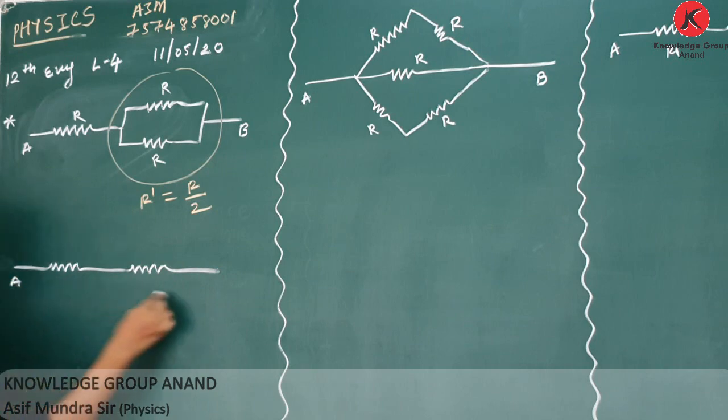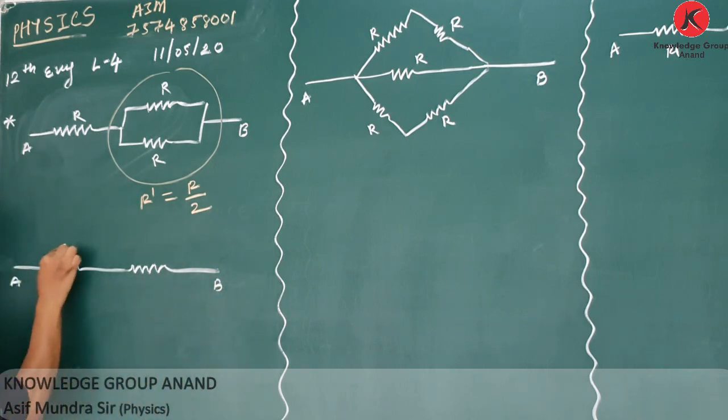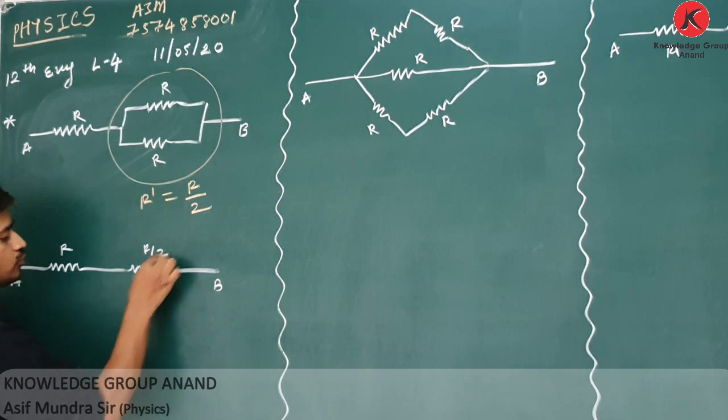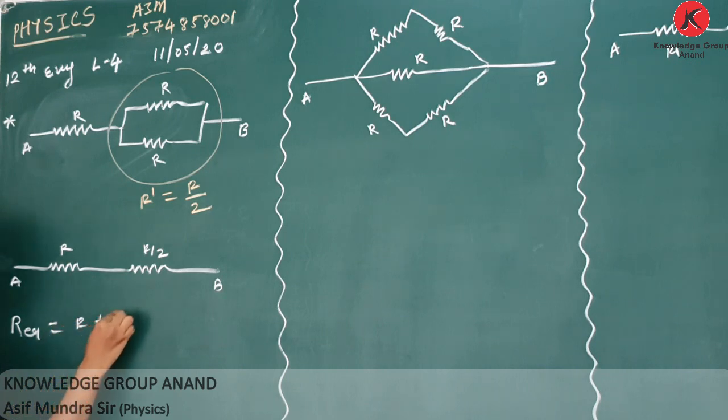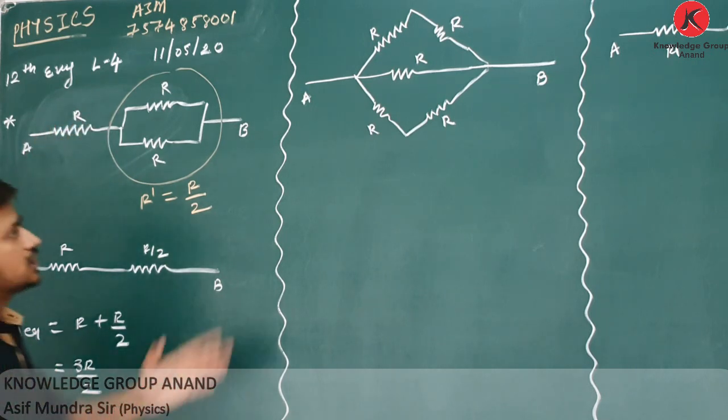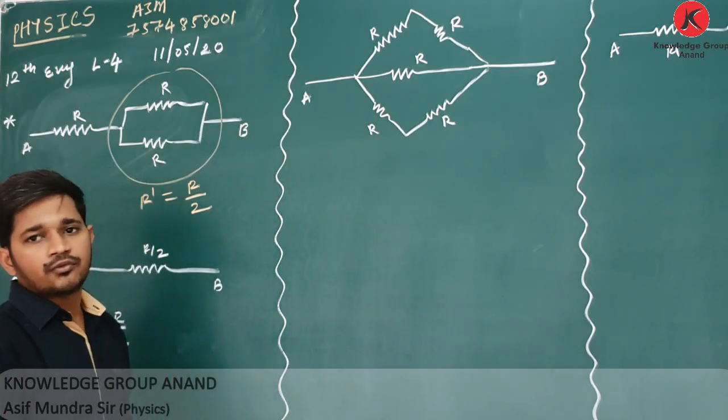Okay, so now the new circuit is A, B, with resistances R and R by 2. So what is the new or final resistance? Final resistance R equivalent is equal to R plus R by 2, which is 3R by 2. So see, you have to write this directly. Okay, next question. It is one figure, one circuit.